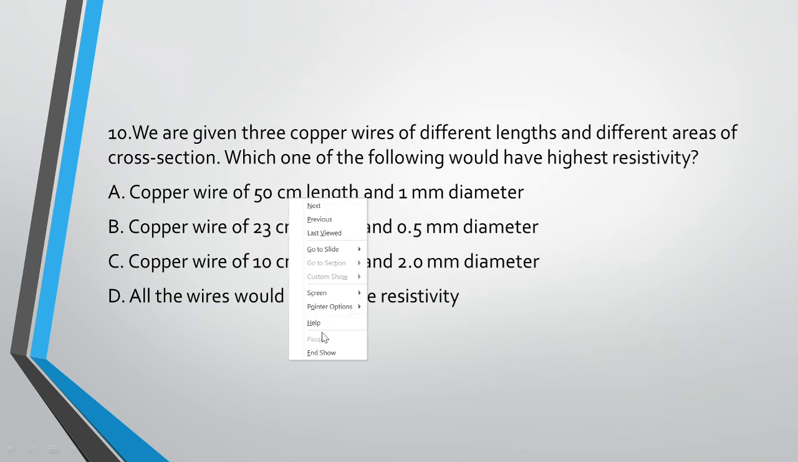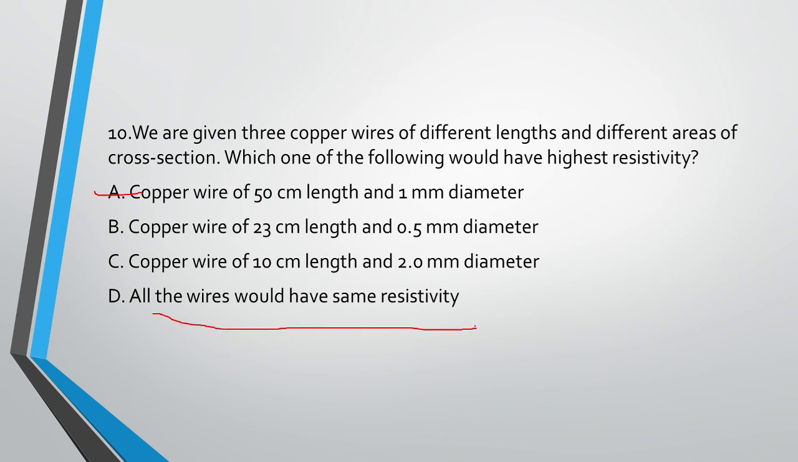Now it's our 10th question. We are given 3 copper wires of different length and different area of cross section. Which one of the following would have the highest resistivity? Option A, copper wire with 50 centimeter length and 1 millimeter diameter; B, copper wire of 23 centimeter length and 0.5 millimeter diameter; C, copper wire of 10 centimeter length and 2.0 millimeter diameter; and option D, all the wires would have the same resistivity.